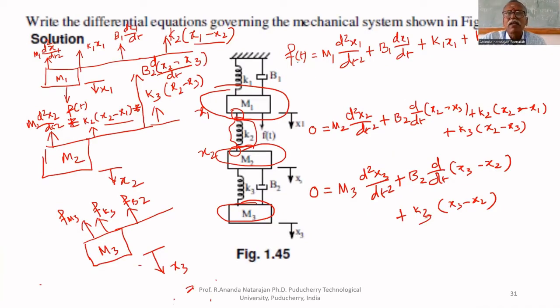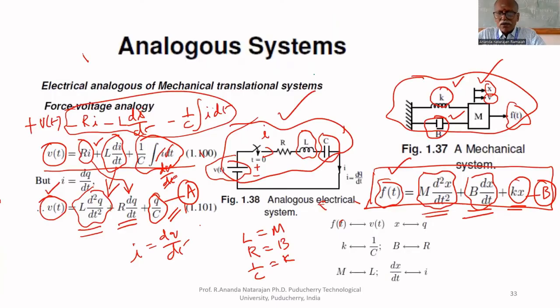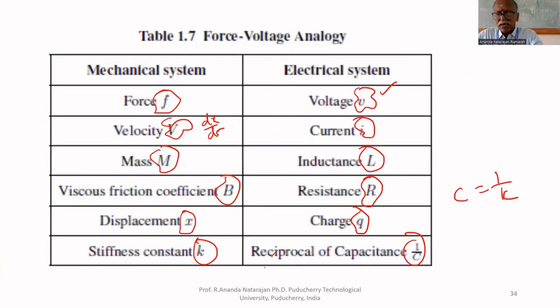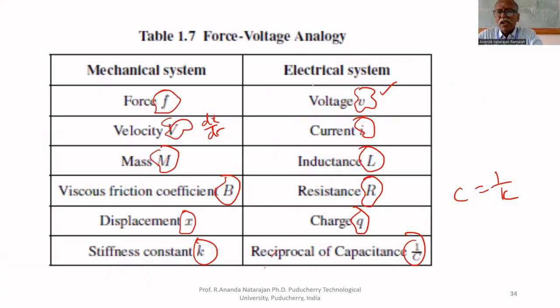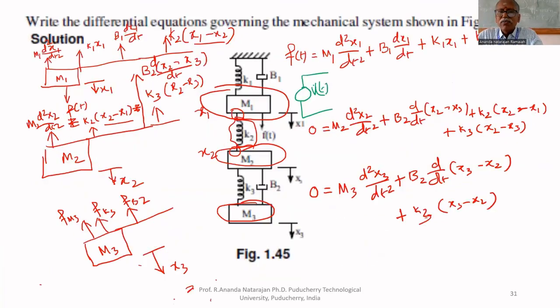The first loop, what all is there? F of t, that is V of t. Already we have seen: applied force is identical to V of t. M equals L, B equals R. That you have to remember. So now we can find M equal to L, the inductor. L1 equals M1.